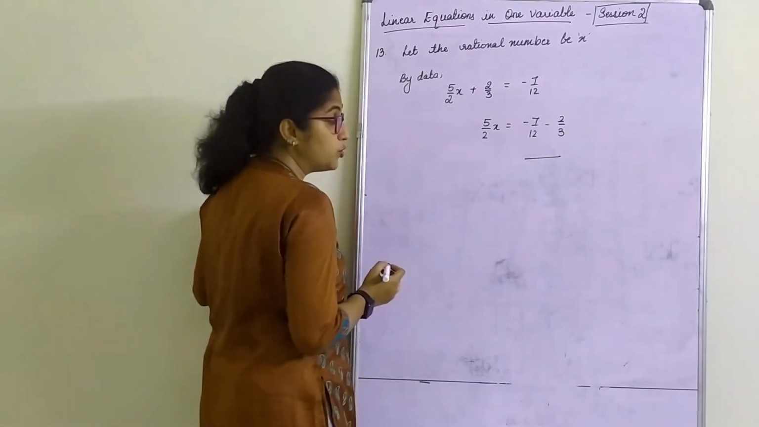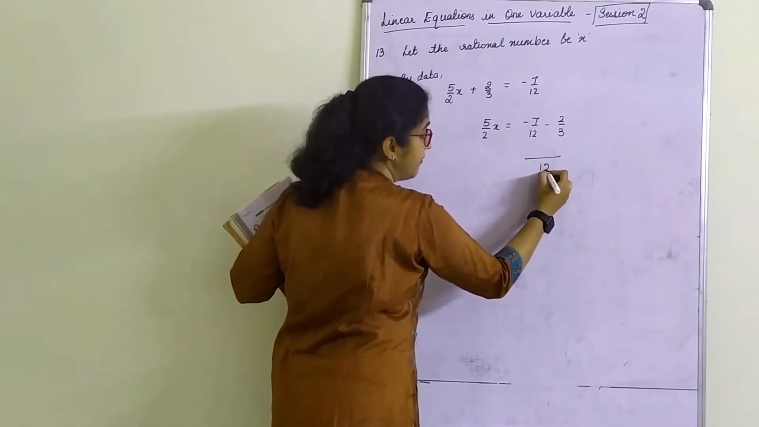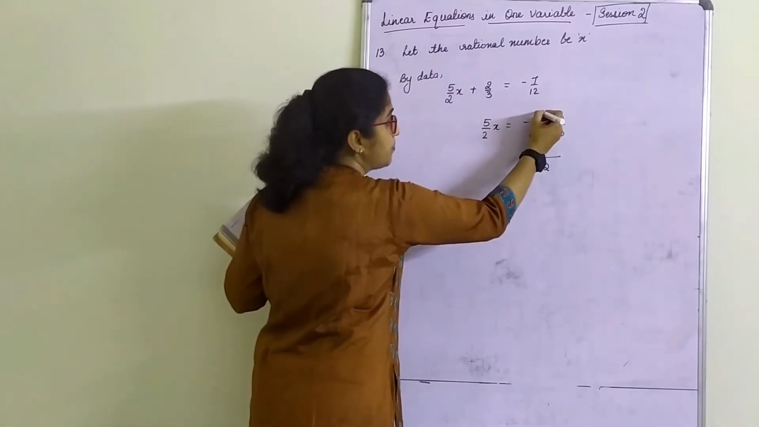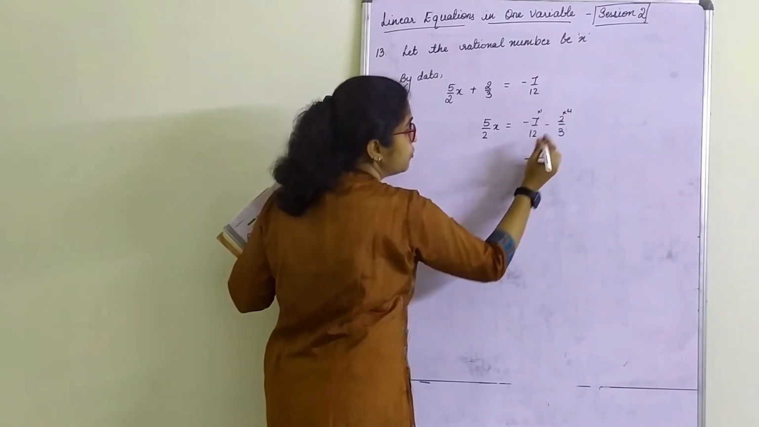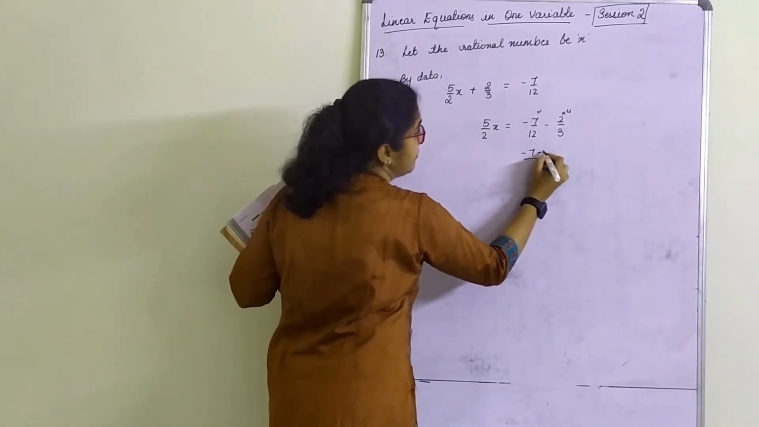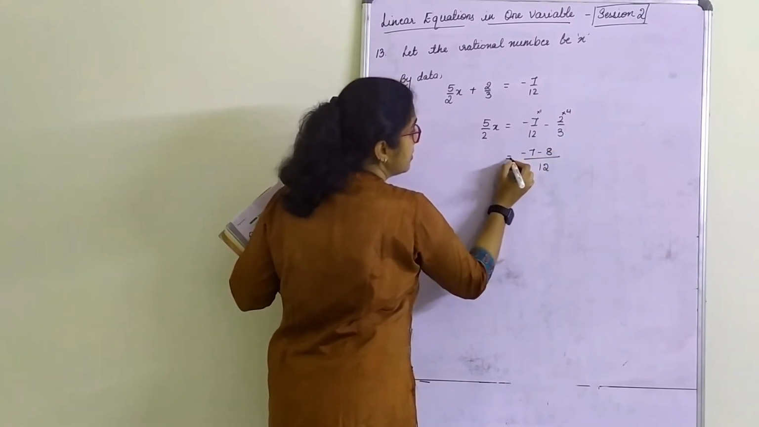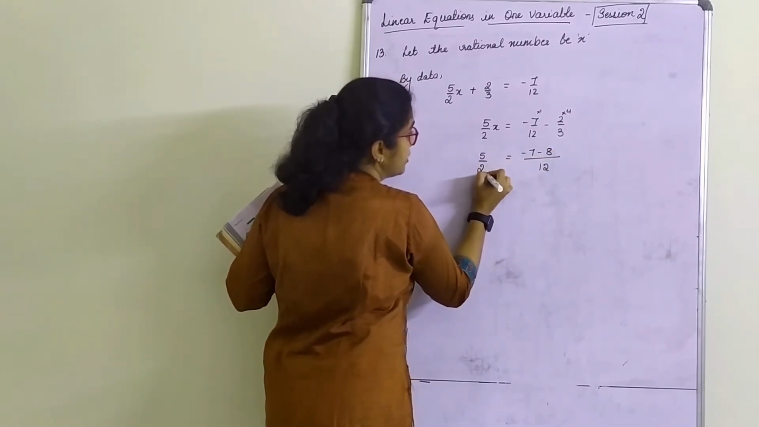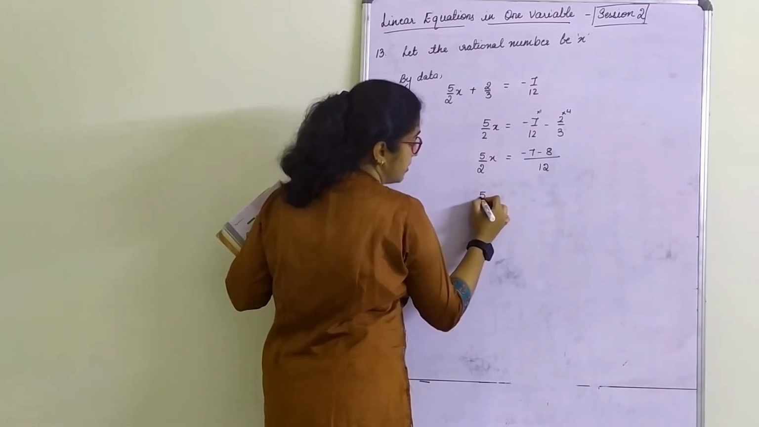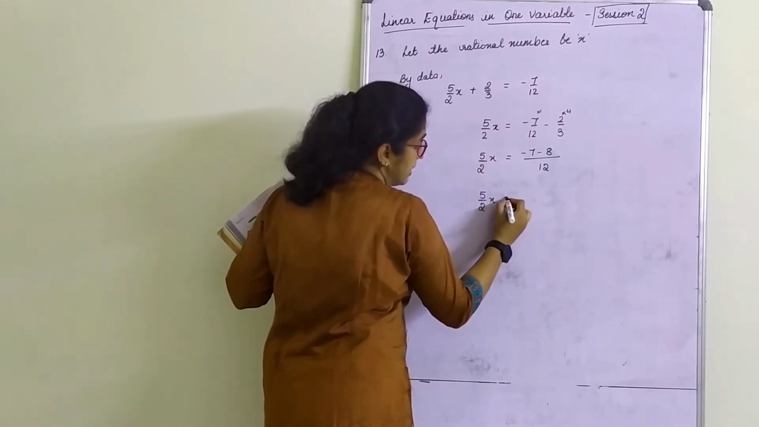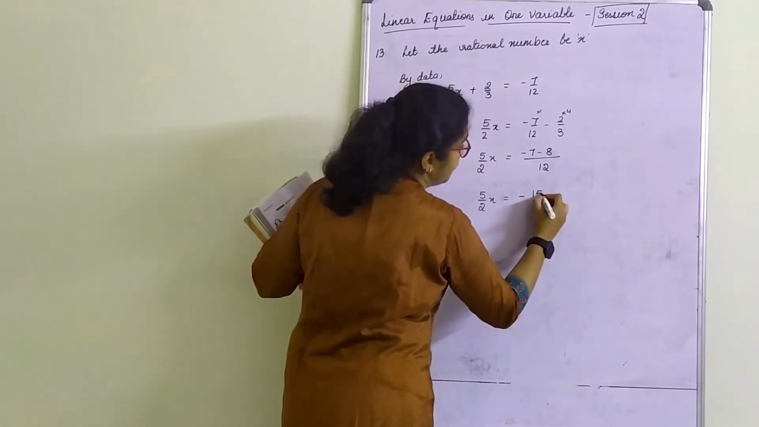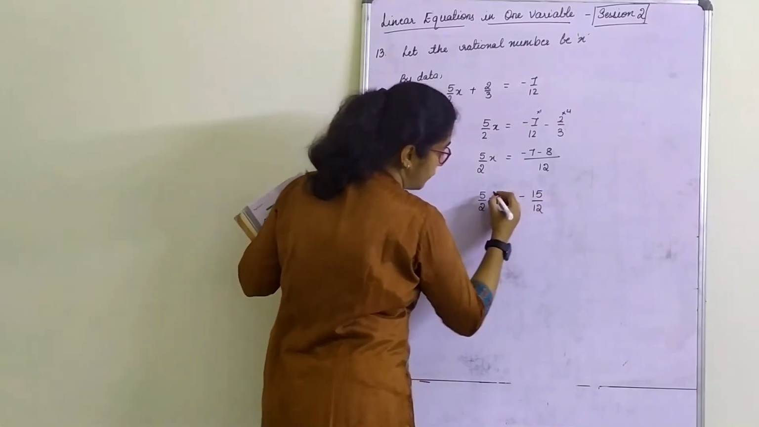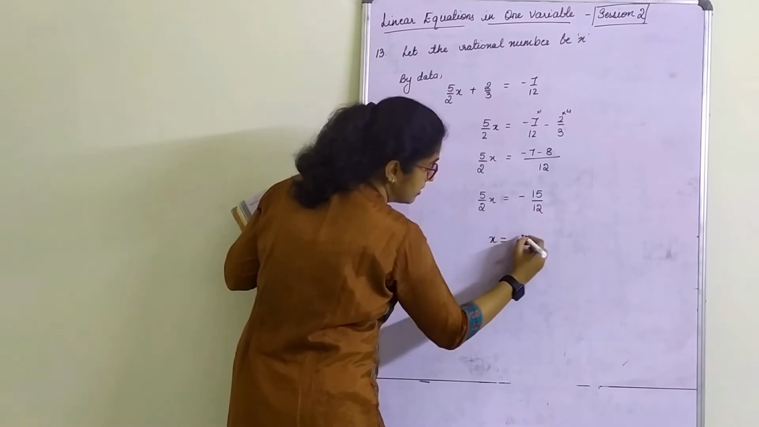LCM of 2 and 12 and 3 is 12. We have understood now how to take the LCM. 12 into 1, 3 4s are 12, into 4. Minus 7 minus 8 is equal to 5 by 2x. 5 by 2x is equal to minus 15 by 12. Keep x as it is.